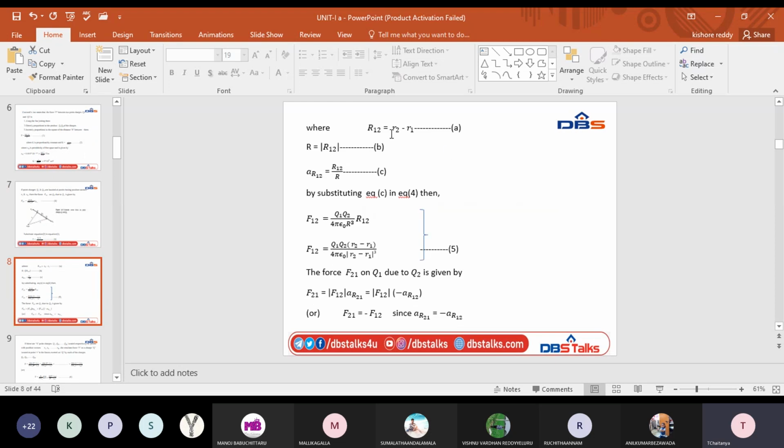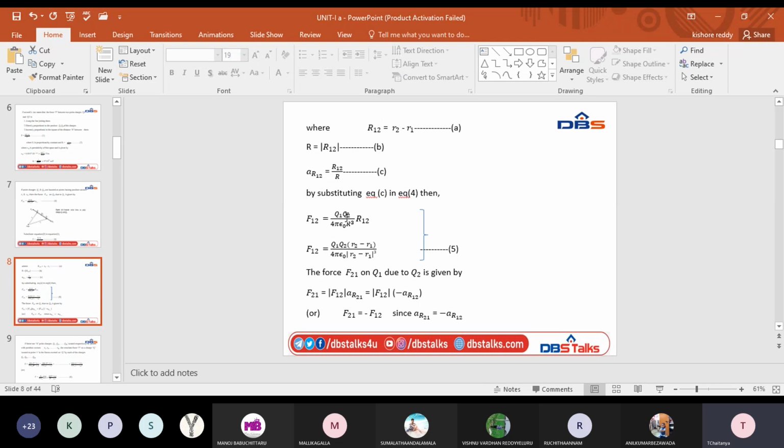So now we need to recognize the distance between the two charges, that is R12 equal to R2 minus R1, where R equals the magnitude of R12. aR12 is the unit vector along the direction of the R vector, which is nothing but R12 by R. We can substitute those values into the fundamental equation, then we will recognize the value of F12.